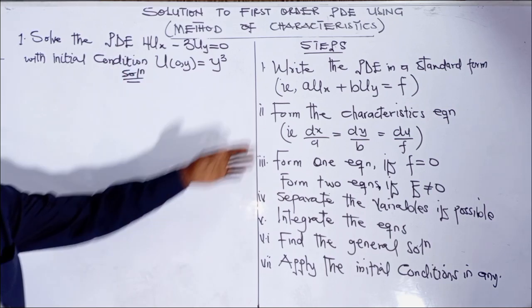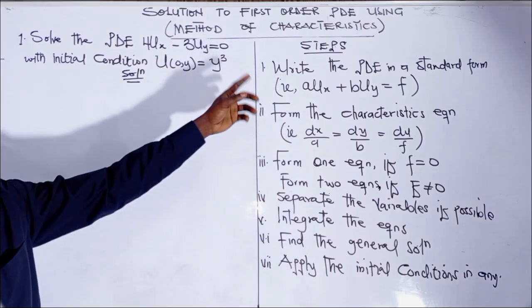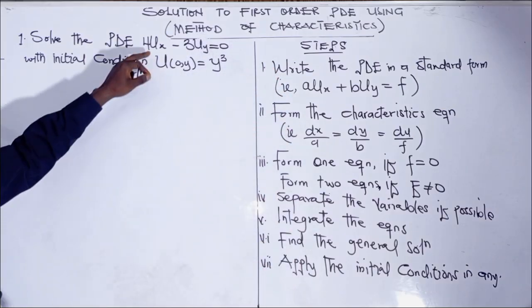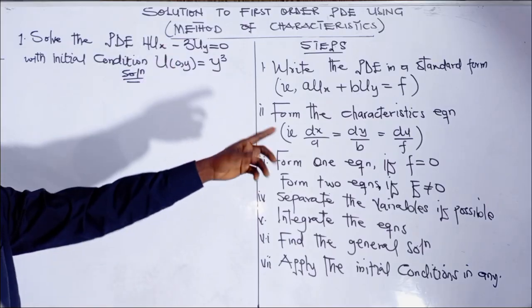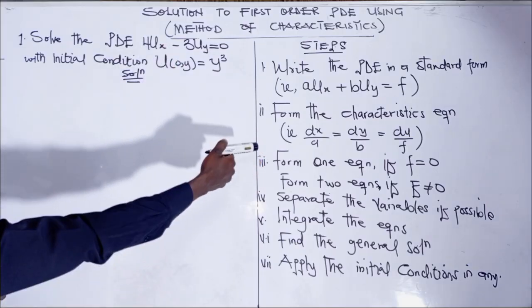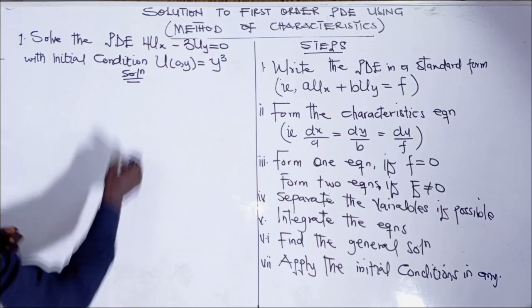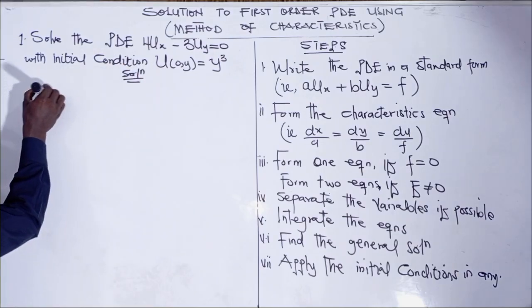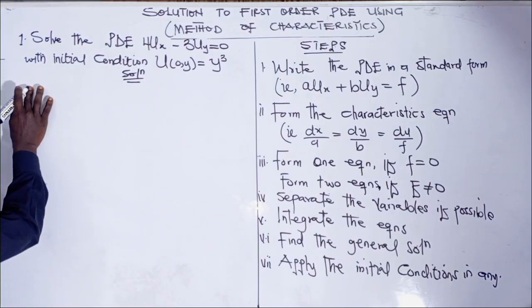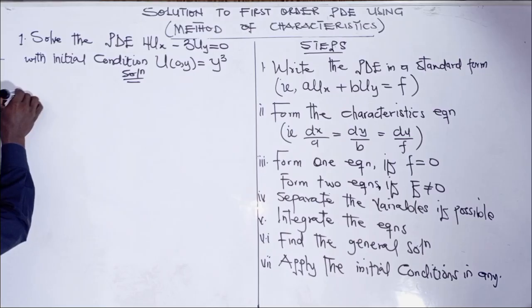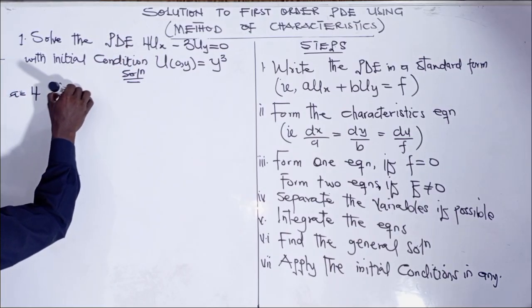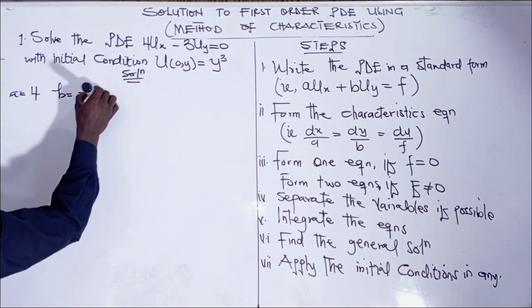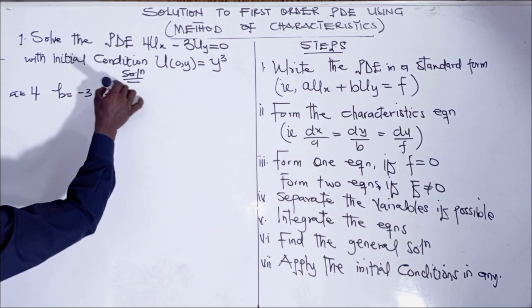We are going to go by the steps here. So the first step is write the PDE in a standard form. You can see that the PDE is already in a standard form, so we are okay with it. Then we form the characteristic equation. Before we form the characteristic equation, we have to first identify our A. Our A is equal to what? The coefficient of ux. So our A is equal to 4. Our B is equal to what? Minus 3. And then our F is equal to 0.